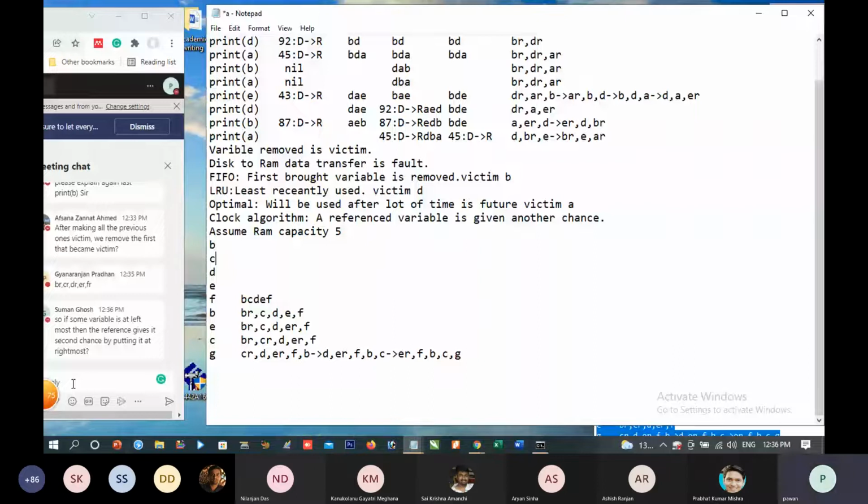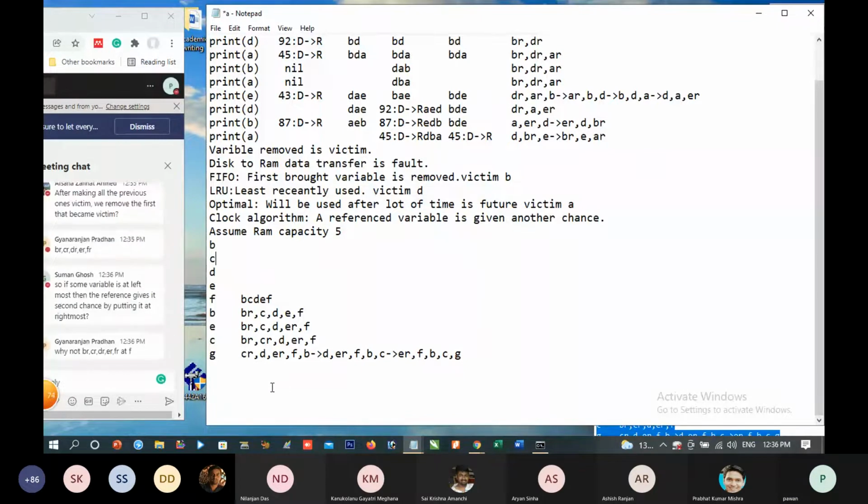That is correct. We shall try to remove the leftmost variable. But if the leftmost variable is referenced, then we shall be giving it the second chance. Any more problem? It should be like this only. You are fully correct. It should be like this only.